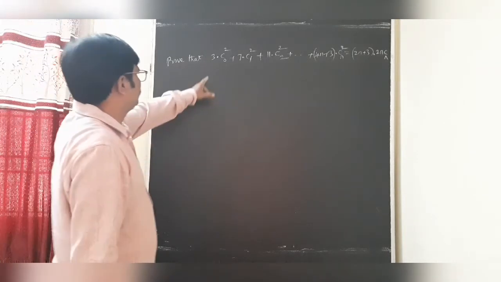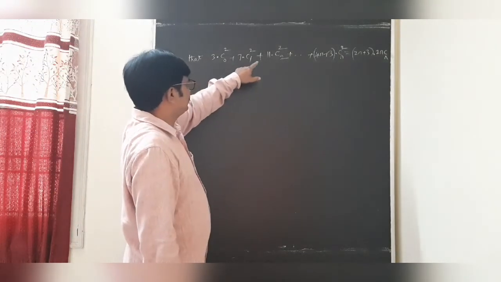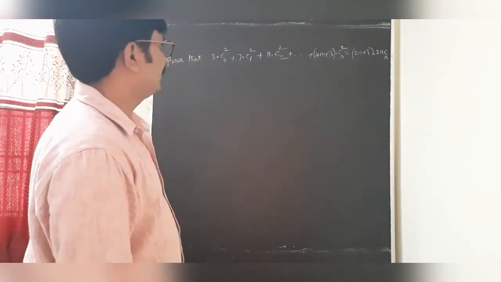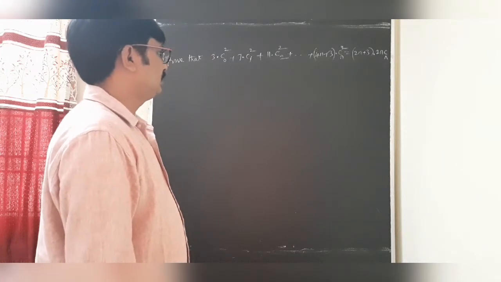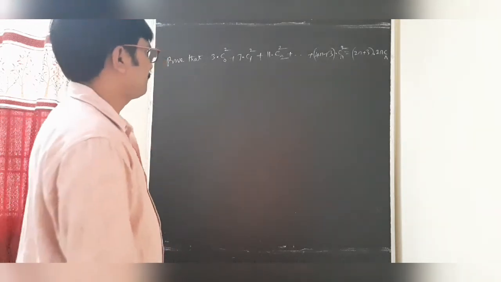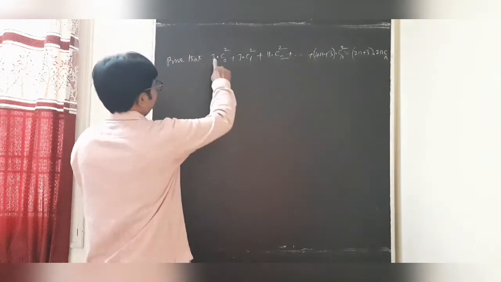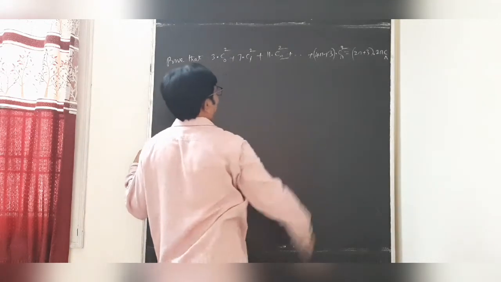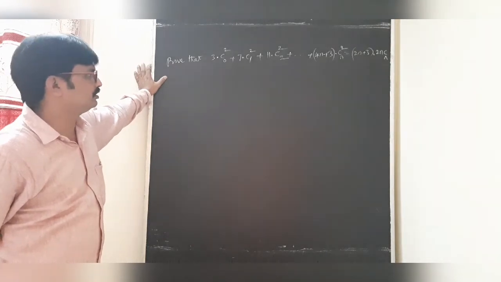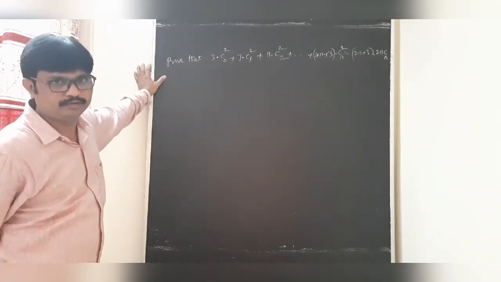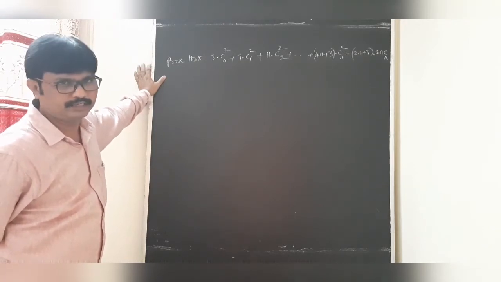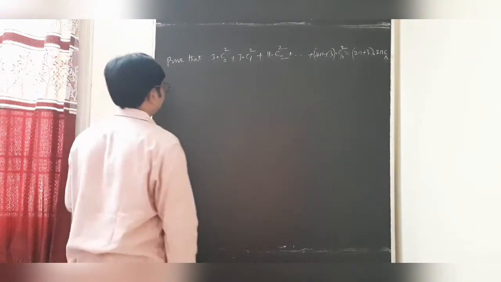My dear students, 3 into C0 square, 7 into C1 square, 11 into C2 square, and (4n plus 3) into Cn square equals, dear students, (2n plus 3) into 2nCn. Here 3, 7, 11 are all undoubtedly in AP. Okay, students? So here, how can you write this?